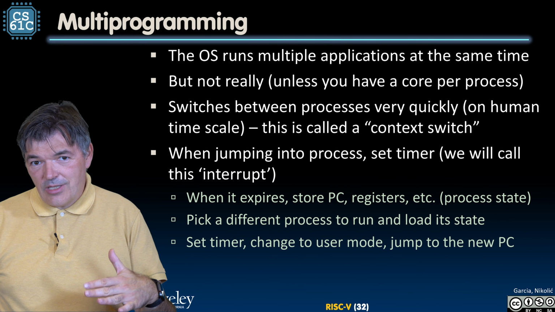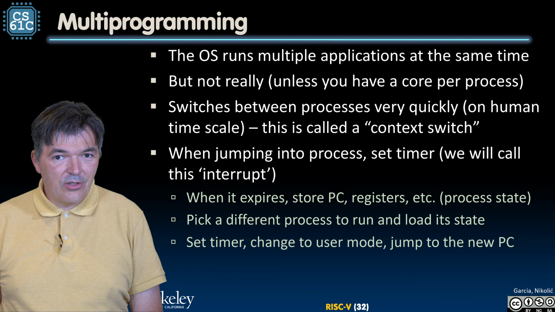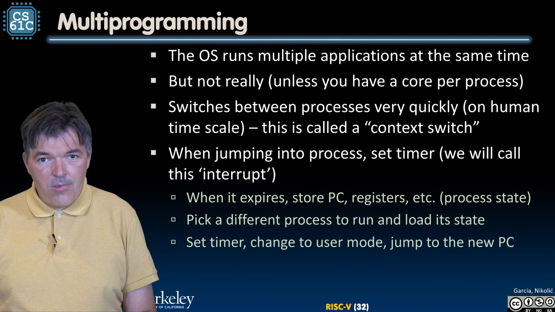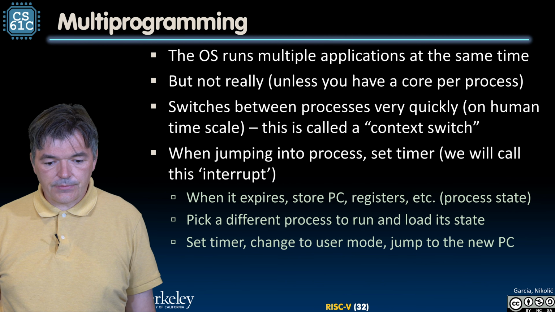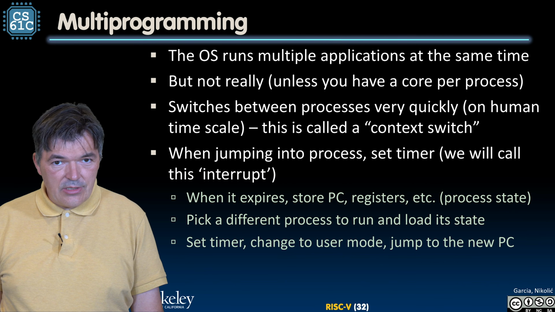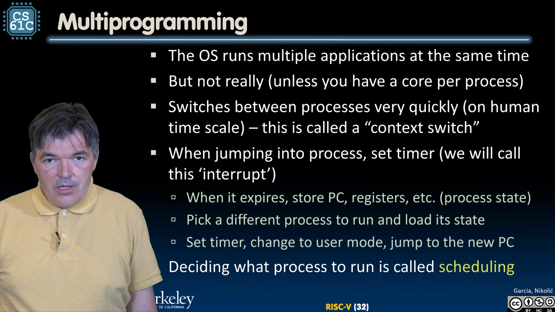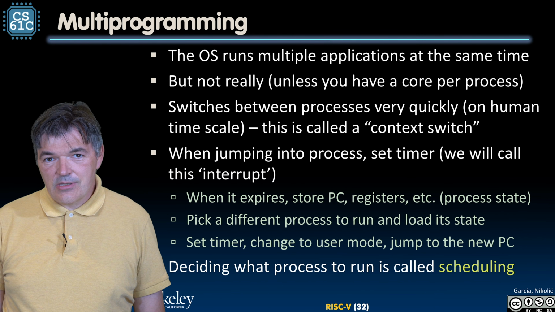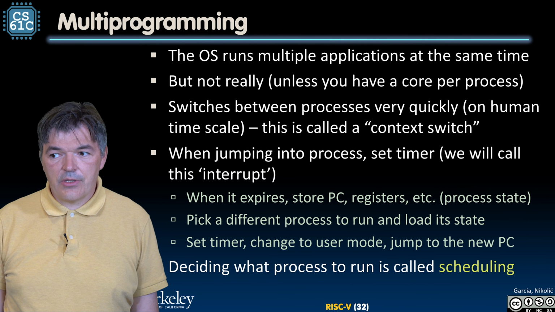So every time the timer goes off, we save the state of the program that we were running. We save all of its state. We load the state of a new program and start running it. Of course, we set the timer such that we know when we should take it out of the processor. Deciding how to do this and how much time to allocate to these processes is the job of the operating system, which is called scheduling.